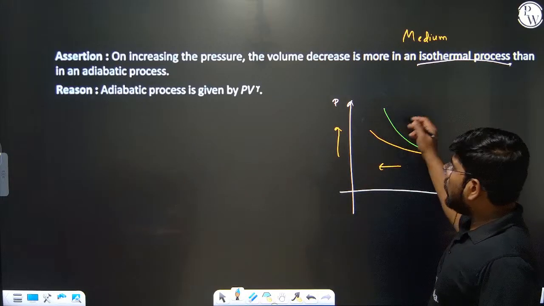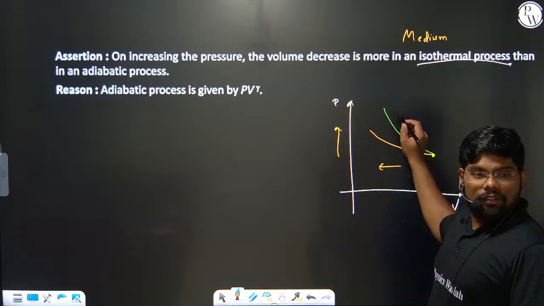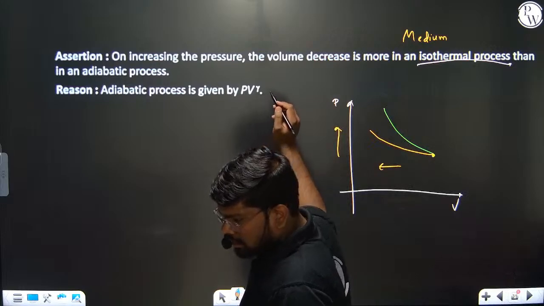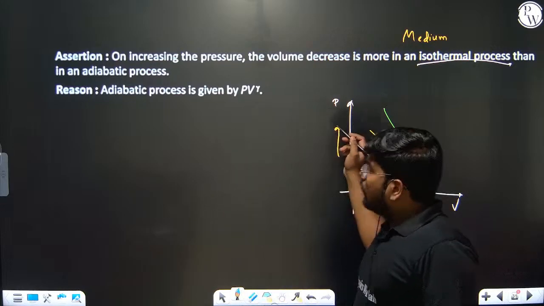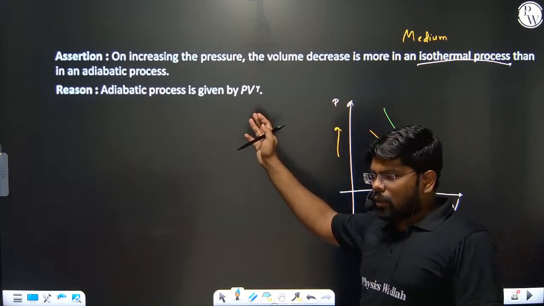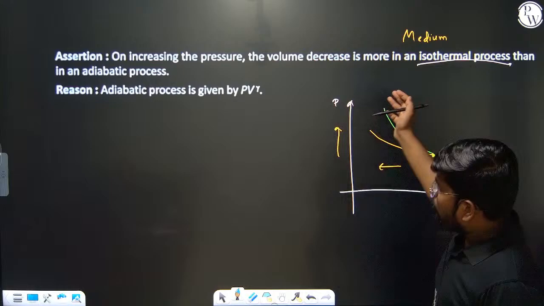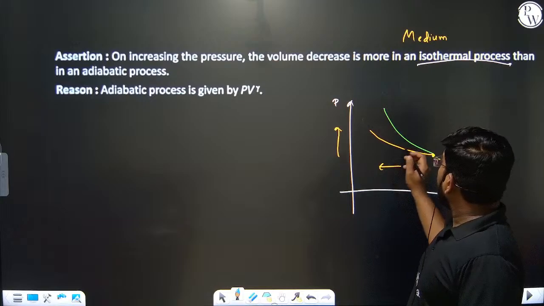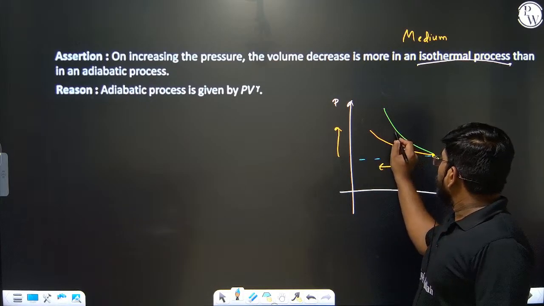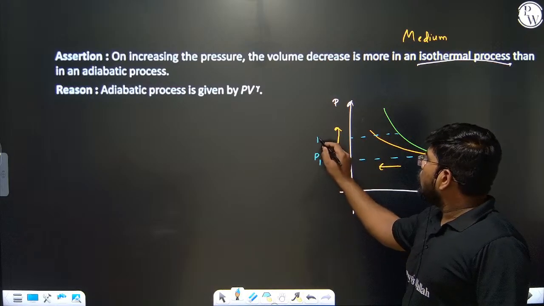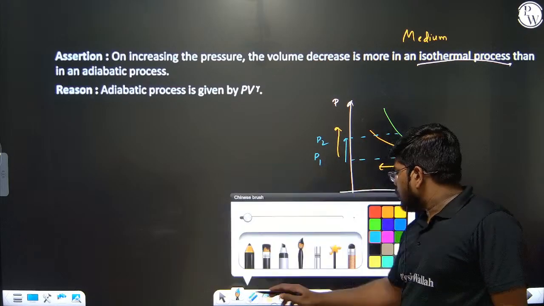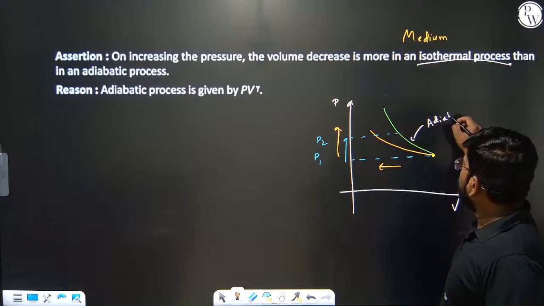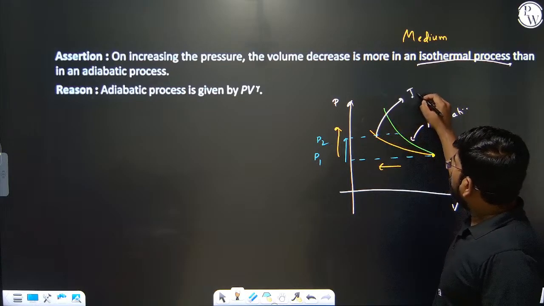We started. So out of these, which is what? So I see you are answering. Okay, we are presently assessing assertion and reason statements, whether they are true or false. I hope you got this question right. Here we started and we are increasing the pressure. Let us say we have gone from P1 to P2. From here to here, this has more slope, the adiabatic process, and this has less slope, the isothermal process.